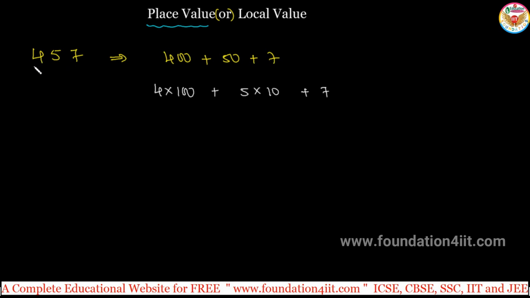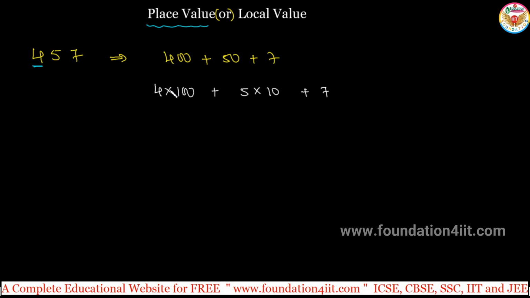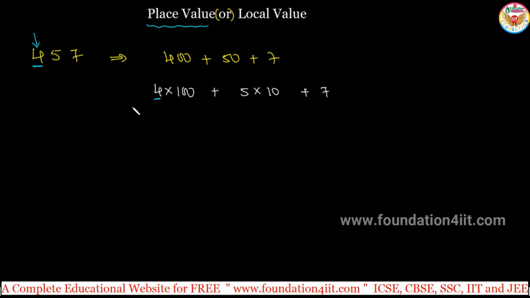Now what is the place value of 4? 4 is at the hundreds place, so the place value of 4 is 400. The position of this 4 is in hundreds. So what is the value of this 4? 400, right?